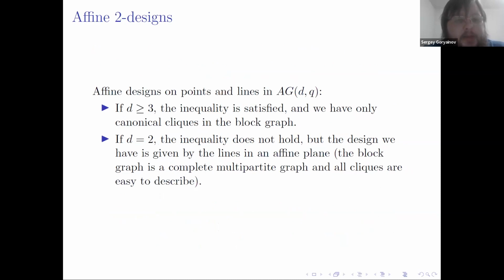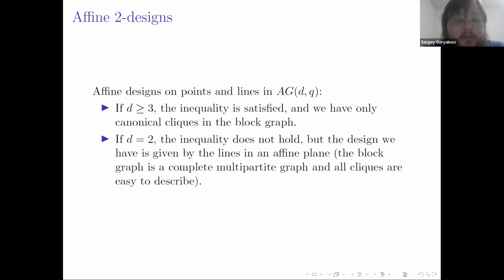For the second family, namely the family of affine designs on points and lines in the affine space AG(d,q), if d is greater or equal to 3, the inequality is satisfied, and we have only canonical cliques in the block graph.